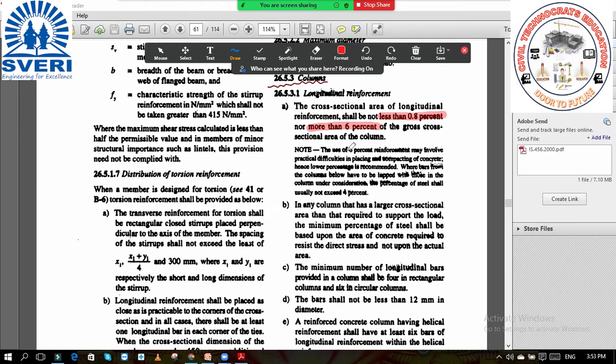Whatever longitudinal reinforcement you provide in the column, it should be minimum 0.8% and maximum 6%. So normally while designing the column we always take this reinforcement between 1% to 2%. We will assume that the reinforcement in the column is 1% to 2%. Here they have given gross cross-sectional area. Gross cross-sectional area is B into D.